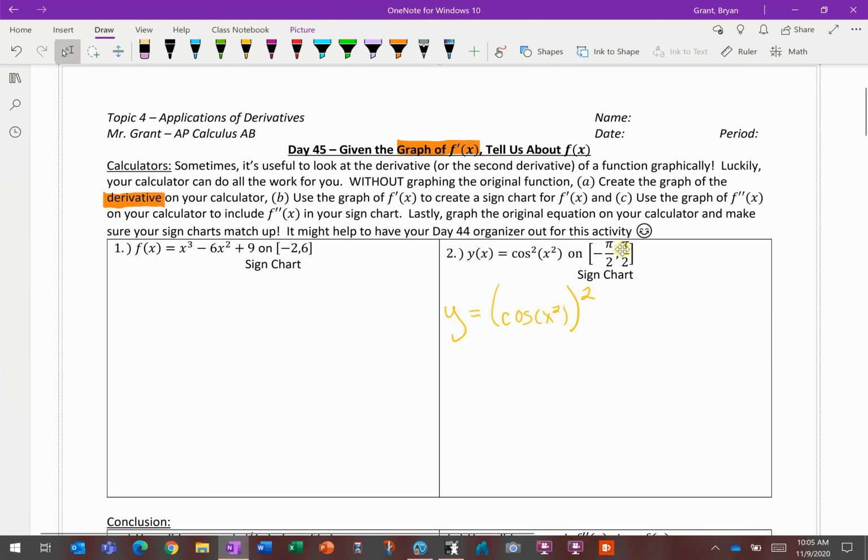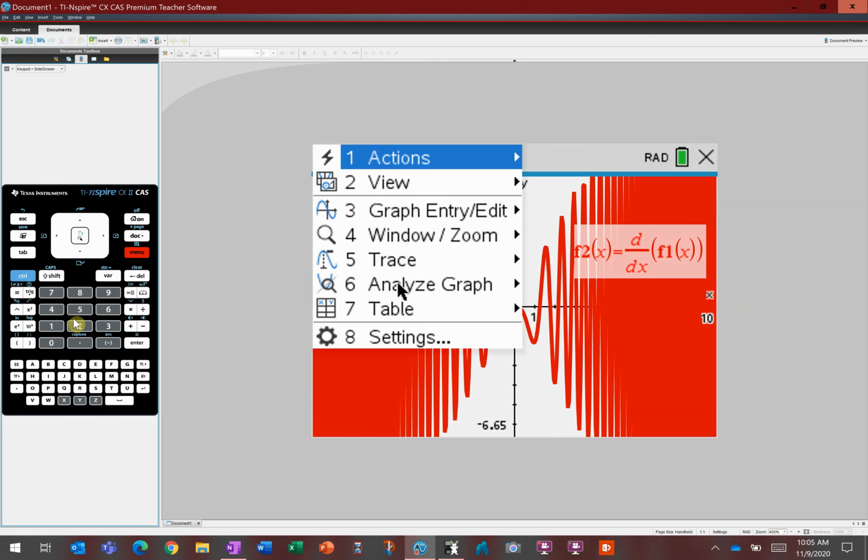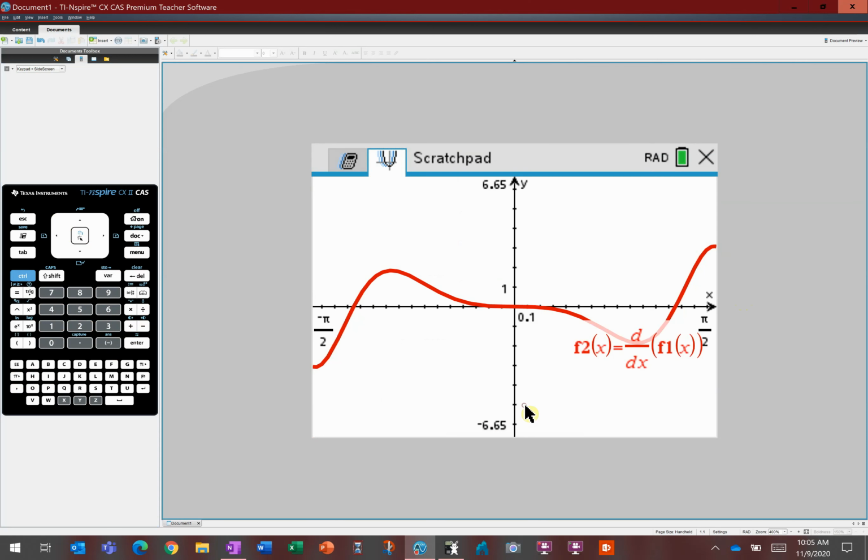Luckily, though, we're only looking from negative pi over 2 to pi over 2. So let's change my window. Menu, window. Window Settings, and we're going from negative, and you can actually type out the word pi, but there's also a pi button down here. We want to go from negative pi over 2 all the way up to pi over 2. And I'm going to leave the scale to auto for now. I think there's no reason for us to choose an actual scale. Hit enter, and we've got this nice graph.